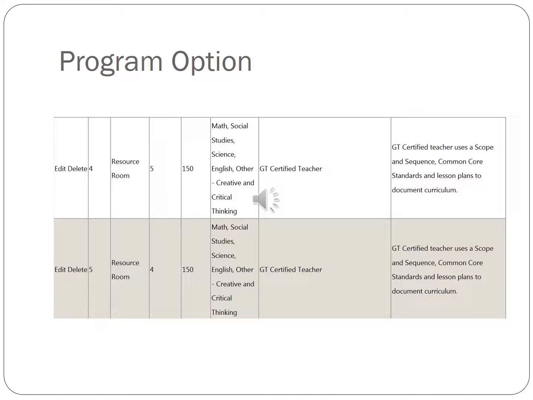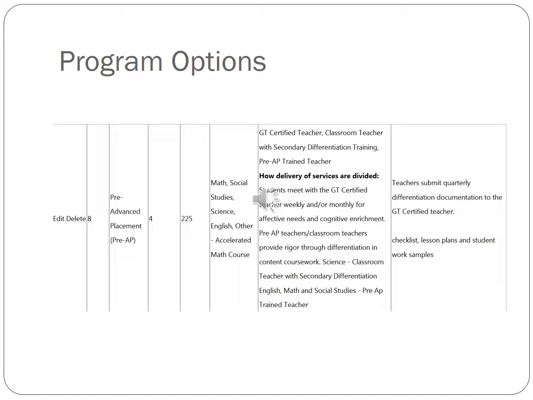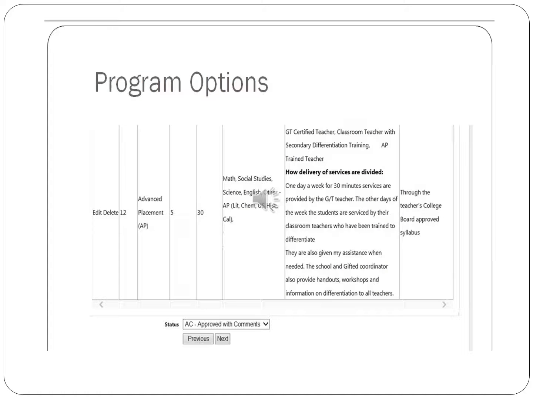Here is an example of the resource room option with proper documentation that will be available during the next on-site monitoring. Here is an example of grade level entries with multiple forms of service delivered by several teachers. Here is an example of a 12th grade program option.